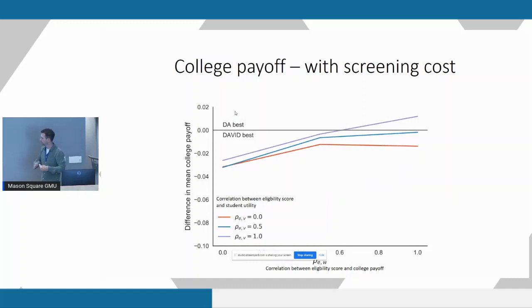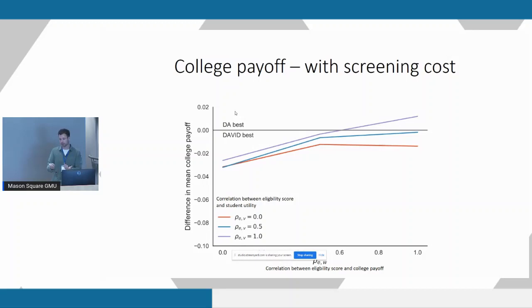on the horizontal axis here we have the correlation between the eligibility score and college payoff. And that's to say, when it's high, then there is no additional value in knowing the underlying type, because the eligibility score is a good signal. But when we move to the left, then voluntary information disclosure reveals a lot of information, and that's when it's good. Okay, so these simulation exercises show us something about when voluntary information disclosure is good.